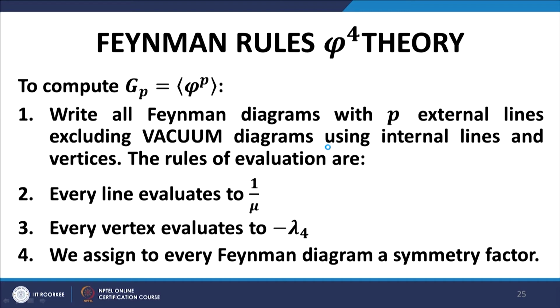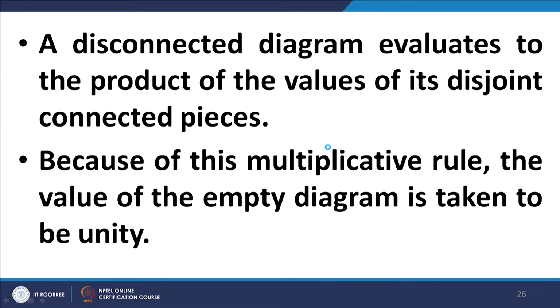That is the coupling constant, the negative of the coupling constant, and then there is the issue of a symmetry factor which comes into play. What is the symmetry factor? We shall come back to that. In the meantime, a disconnected diagram evaluates to the product of the values of its pieces. For example, if a disconnected diagram consists of two connected diagrams, then the value of that disconnected diagram is equal to the product of the values of the two connected diagrams. And because of this multiplicative rule, the value of the empty diagram is taken as unity.